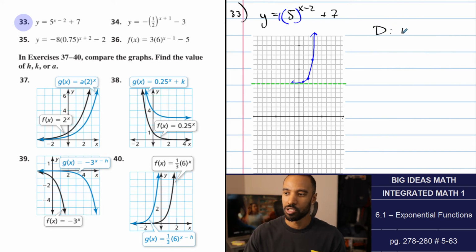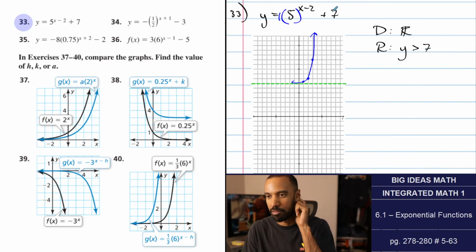Domain's all real numbers. Range is now changed. Y is positive numbers greater than 7. They have to be above the asymptote there.